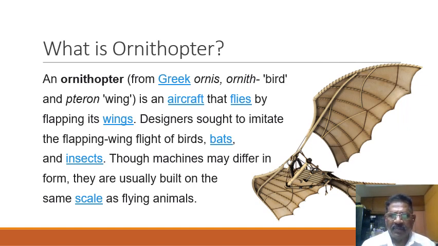Designers sought to imitate the flapping-wing flight of birds, bats and insects. Though machines may differ in form, they are usually built on the same scale as the flying animals. The name is taken from the Greek words ornis, meaning bird, and pteron, meaning wing.